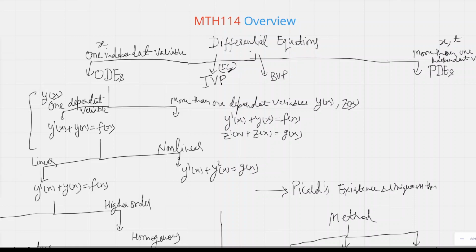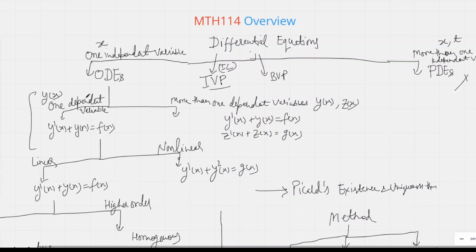condition given on the initial point, the starting point, that is called an initial value problem. If we have the boundary conditions, then it is called a boundary value problem. That means the condition is defined on the end points of the interval. So in this course, PDEs are not covered, so we focus on the ODEs.